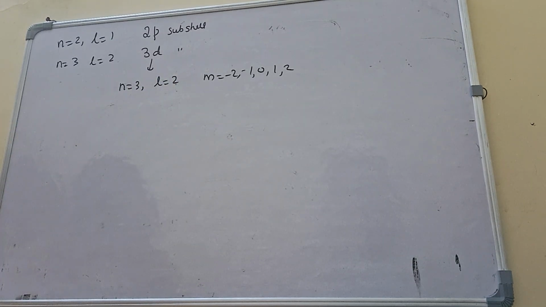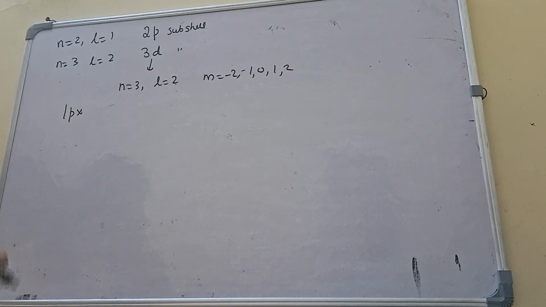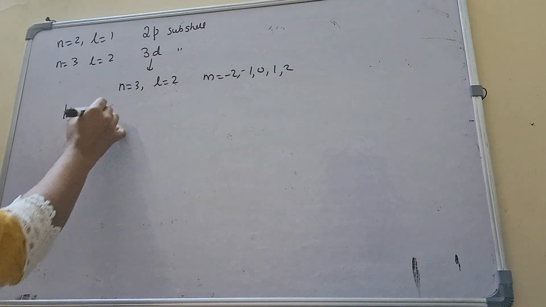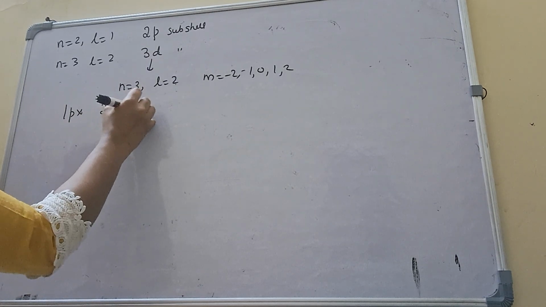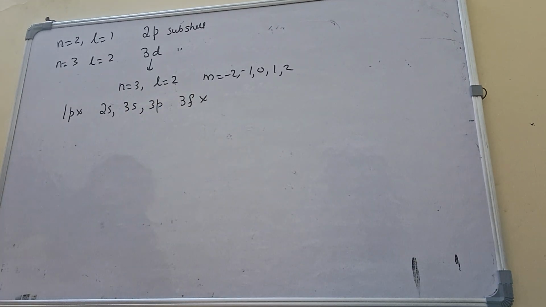Okay. Now, they can ask you which orbitals are not possible. So if they say 1p, this is not possible because p starts with the second shell. 2s is fine, 3s is fine, 3p is fine. If they give you 3f, this is also not possible, because f starts from the fourth shell. So initially s, then s and p, then s, p, d, and then s, p, d, f.